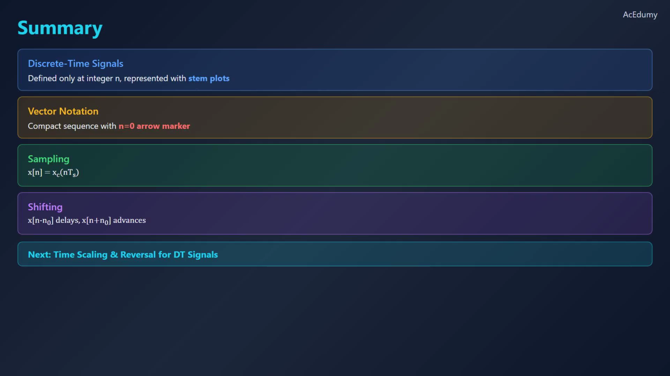Let us review what we have covered. Discrete time signals are defined only at integer values of n, and we represent them using stem plots or vector notation with an n equals 0 marker. We obtain them from continuous time signals through sampling, where x of n equals x sub c of n times t sub s, and we can shift them in time. X of n minus n0 delays the signal by n0 steps, while x of n plus n0 advances it. In the next lesson, we will learn two more operations, time scaling and time reversal for discrete time signals.